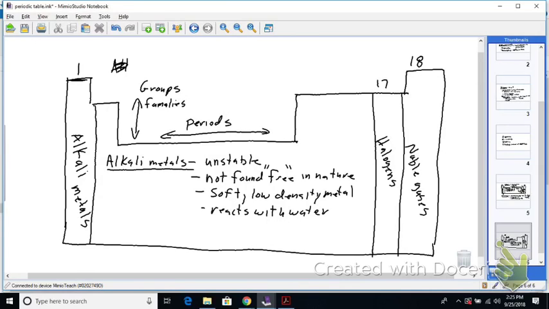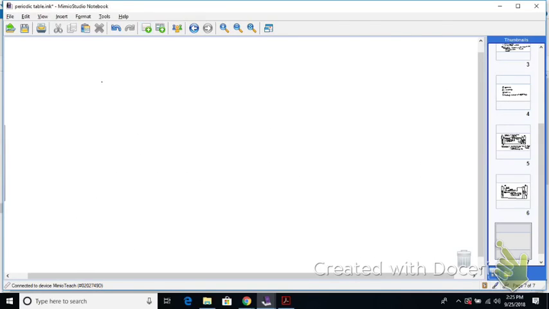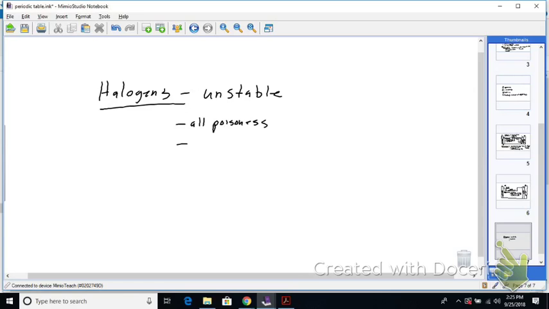Okay, so the next one. Halogens. Halogens are unstable, so they're just like the alkali metals. They're unstable. Chlorine, fluorine, bromine. They're all poisonous. Okay? They all are colored gases when they're a gas.